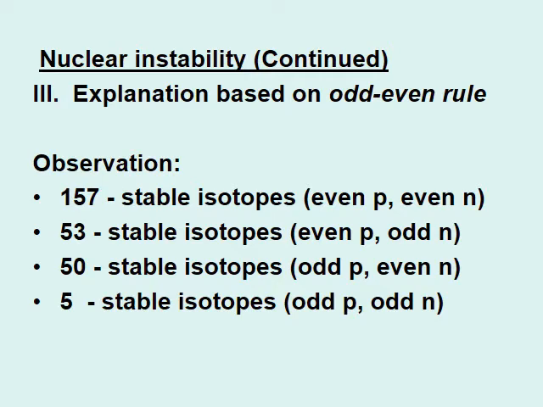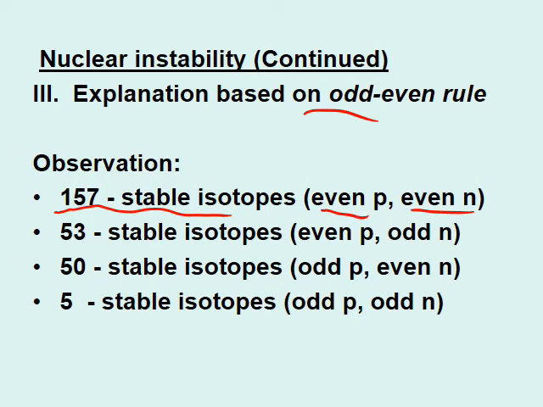We can also explain nuclear instability based on the odd-even rule. Again, this is purely an observation. Scientists noticed that out of all stable isotopes, 157 stable isotopes have an even number of protons and an even number of neutrons.